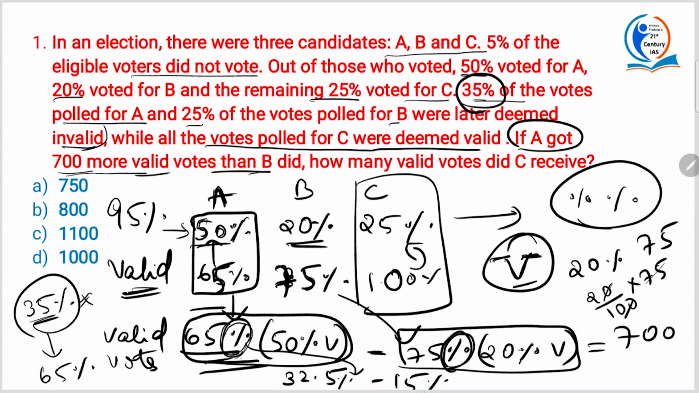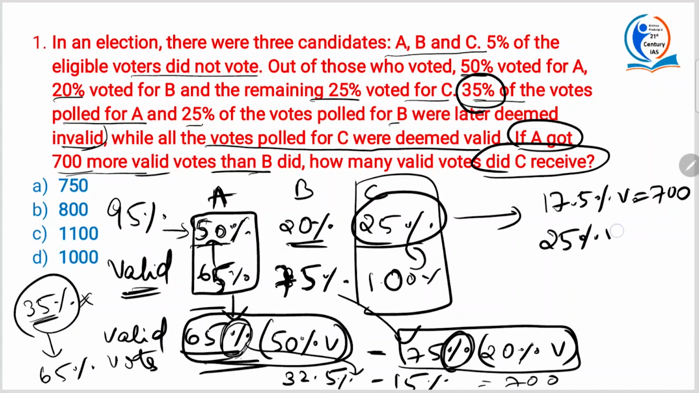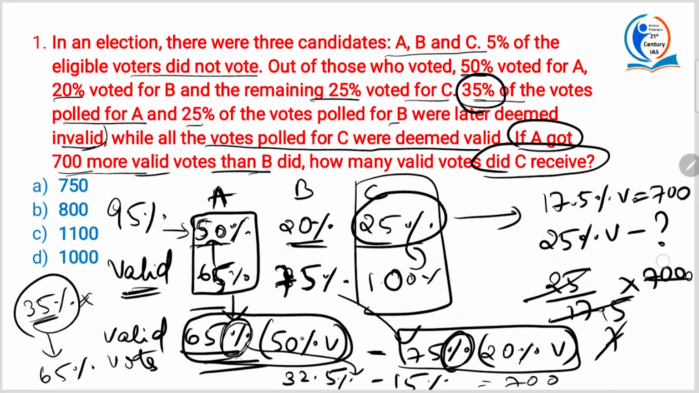Now 32.5% minus 15% is 700, which means 17.5% of V is 700. And what are they asking to find? How many valid votes did C receive? C received all the votes as valid votes. Not even one vote was invalid. So directly, 25% of V is how much? So 25 by 17.5 into 700. If you remove the point here, it will be one more 0. 25 ones are 25, 7 ones are 7,000.